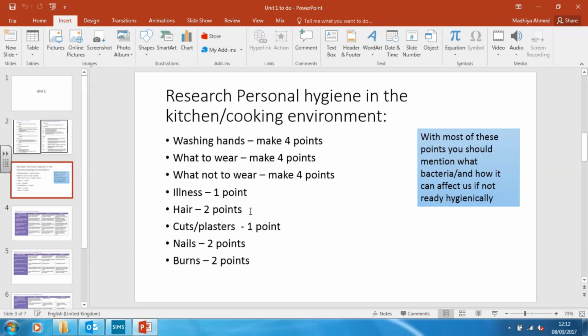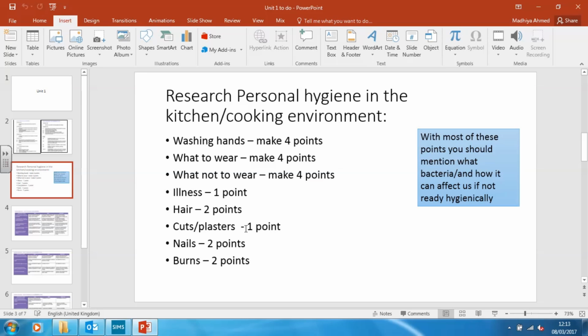Hair, I've mentioned. If you have long hair, you should tie your hair back. Why is that important? For each step, you should also always mention why that is important. For example, you must wear a hairnet. Why is that important? How is that secure? Cuts and plasters, if you've got a cut, should you leave it uncovered? Should you cover it? Why should you cover it? What colour plaster should you wear? Why should you wear that colour plaster?